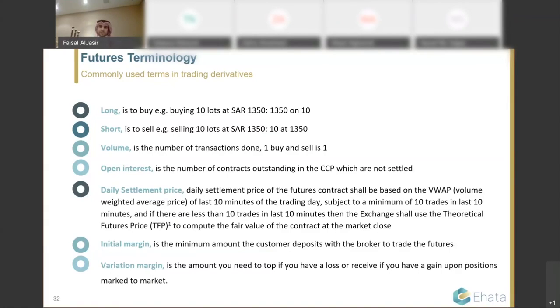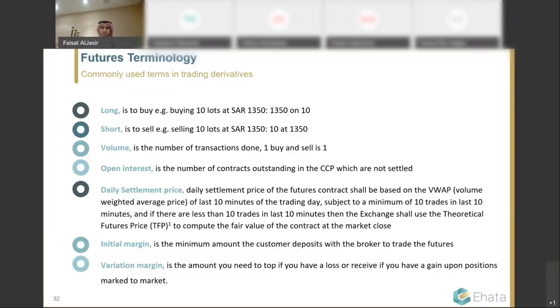Daily settlement price, very important. It's the volume weighted average price of the last 10 minutes of the trading day, subject to a minimum of 10 trades. So in the last 10 minutes, 10 trades, volume weighted average. And if there are less than 10 trades in the last 10 minutes, then the exchange shall use what is called the theoretical future price. You can find the formula for the theoretical future price on the Tadawul website, where it computes how the future is calculated.